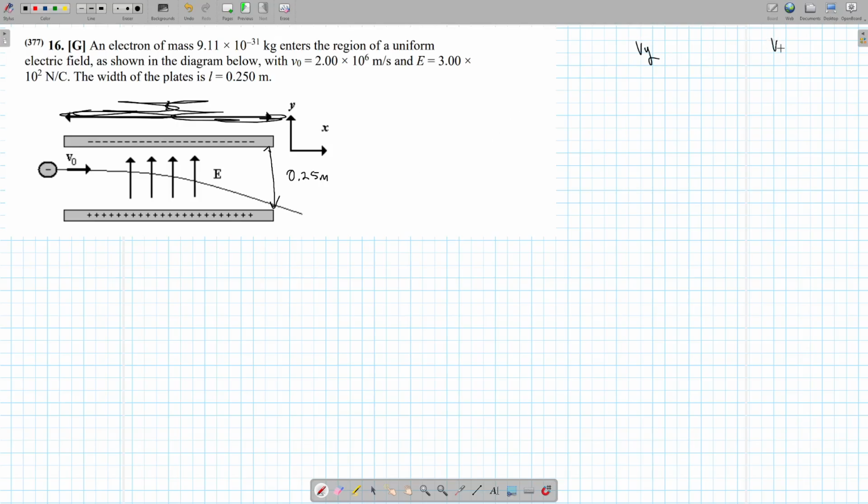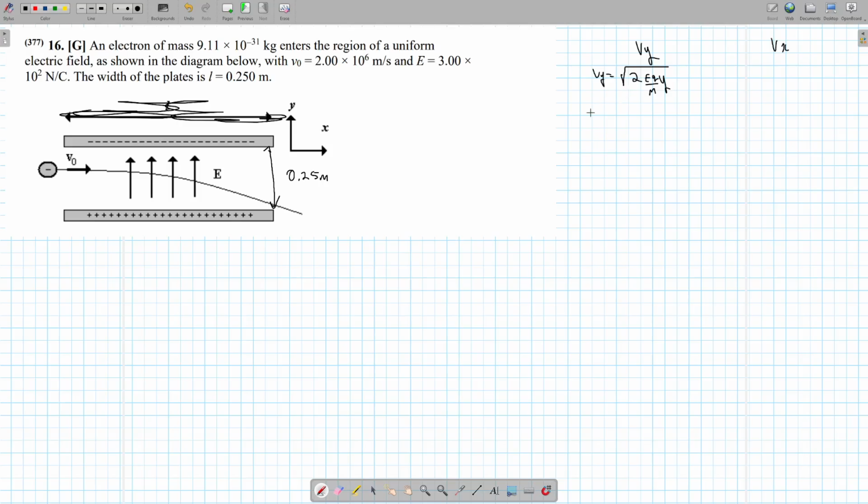You have to find Vy and Vx. Remember, for Vy, it's UARM. But are you going to use the equation Vy is equal to EQ over M times T? No, you will not, okay? You're going to use this equation. Vy is equal to root 2 EQ over M times Y. What is Y? Y is the distance traveled.